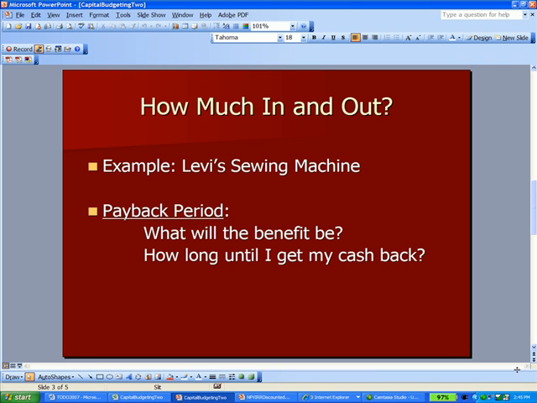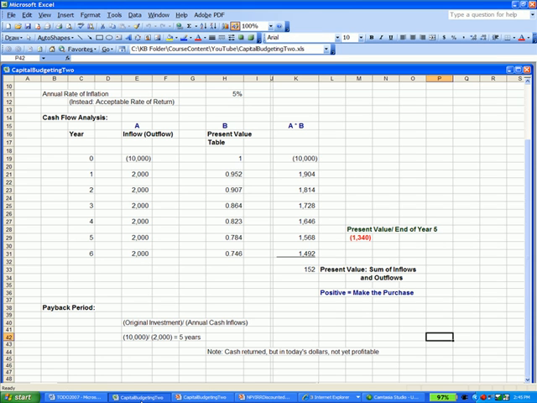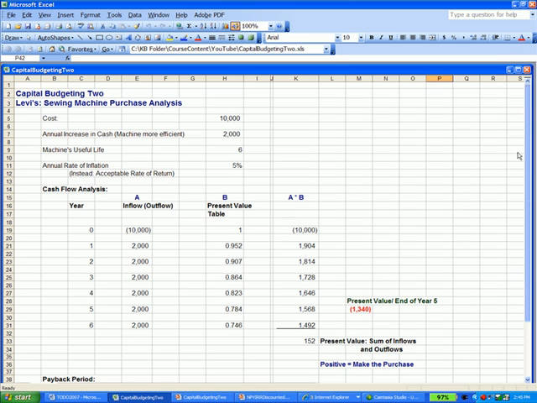We had talked in our first capital budgeting video about discounting cash flows, and I want to use an example of the Levi's sewing machine. Let's assume that you're the manager of the Levi's plant and you're going to buy a sewing machine to use in your business to operate more profitably. So if you look at the top of the page here, we have a cost of $10,000.